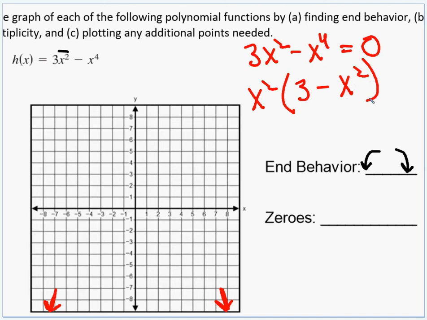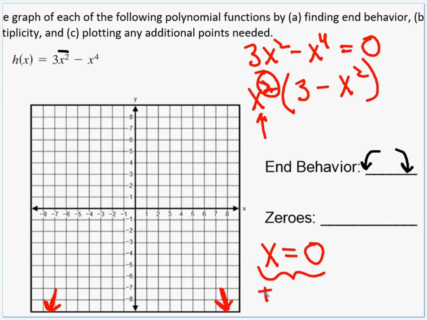So this one, if we set x squared equal to 0, we're going to get x equals 0. We'll talk about it right now. The exponent is even. It's x to the 2nd power. So on this one, we're going to bounce. We're not going to cross. So we're going to touch and turn. We're not going to cross the x-axis at 0.